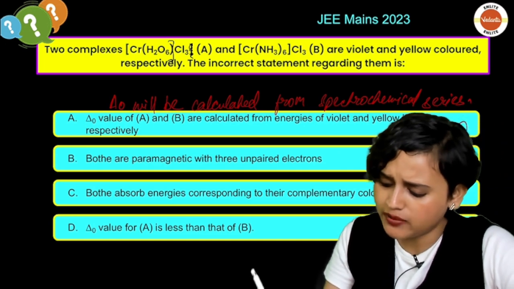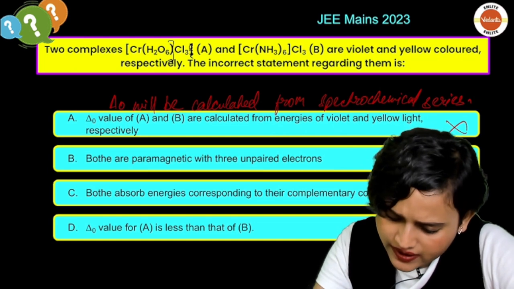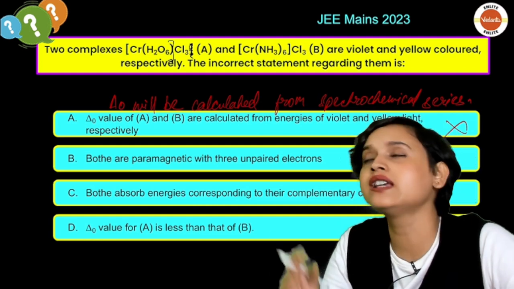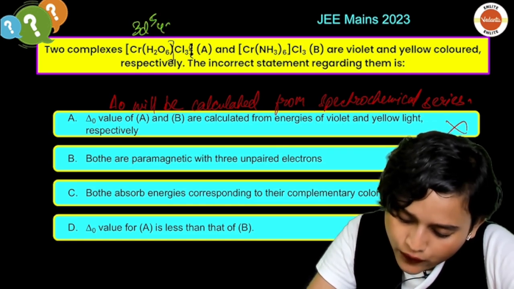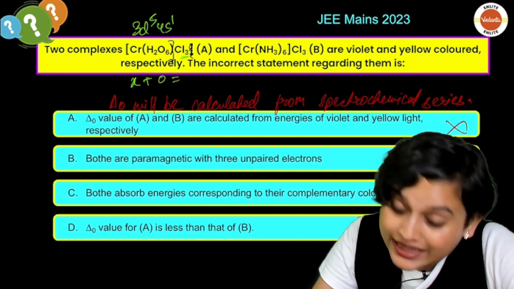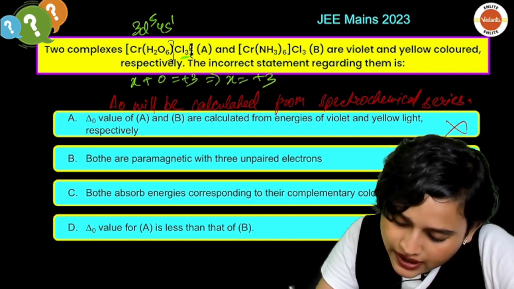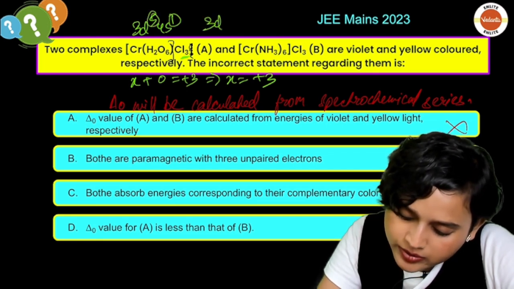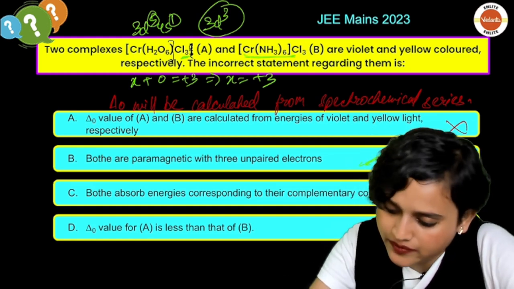Now it says that both are paramagnetic with three unpaired electrons. Let's calculate it for one: Cr(H2O)6 Cl3. Now we know that H2O is a neutral ligand. Cr has atomic number 24, so 3d5 4s1. X plus 0 is equal to 3, considering Cl3 minus, so X is equal to plus 3. If it is plus 3, one gone from here, two gone from here, so it will be 3d3, unpaired. Same for the other Cr also. So yes, this is correct.